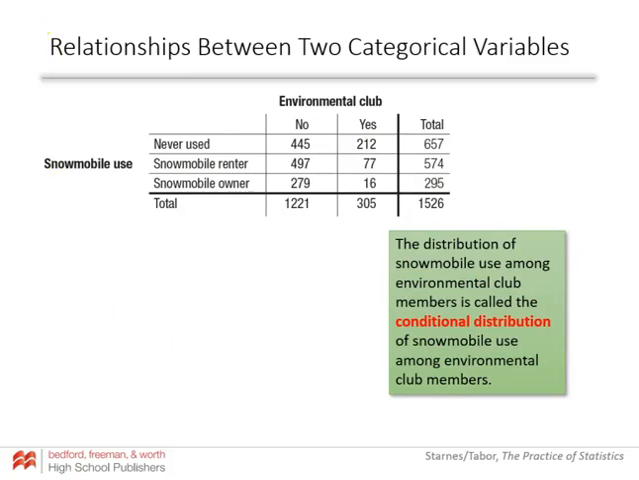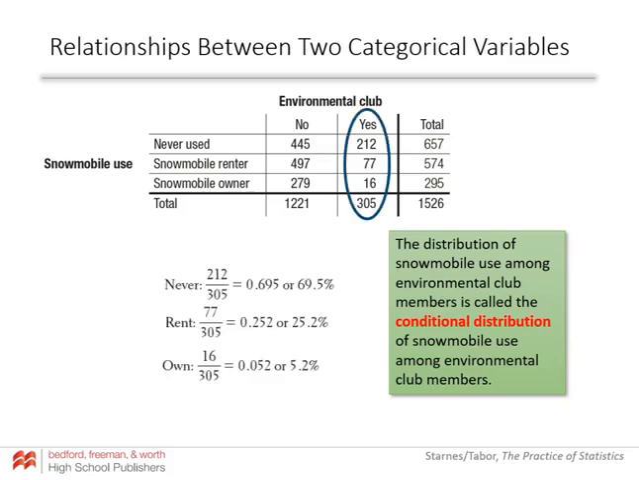Something else that they love to ask is to list the distribution. Think about what the word distribution means. It means how our people are grouped within something. So we'll look at an example. What is the distribution of snowmobile use among environmental club members? Out of the environmental club members, how are they grouped as far as their snowmobile use? Anytime they ask you for a distribution, they're asking you for a list of percents.